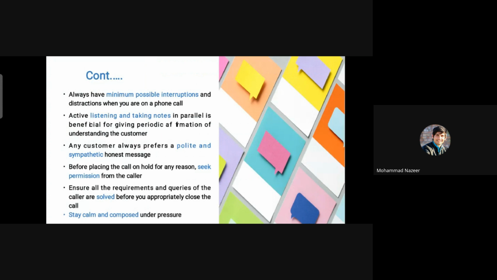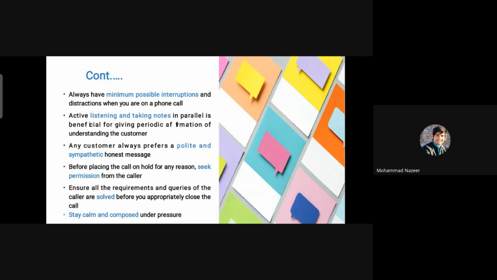Okay, so now the next element. We should not allow any interruption, that means barriers to communication. It should not come up with any kind of phone call. There should be no distraction, no interruption. These should be avoided.